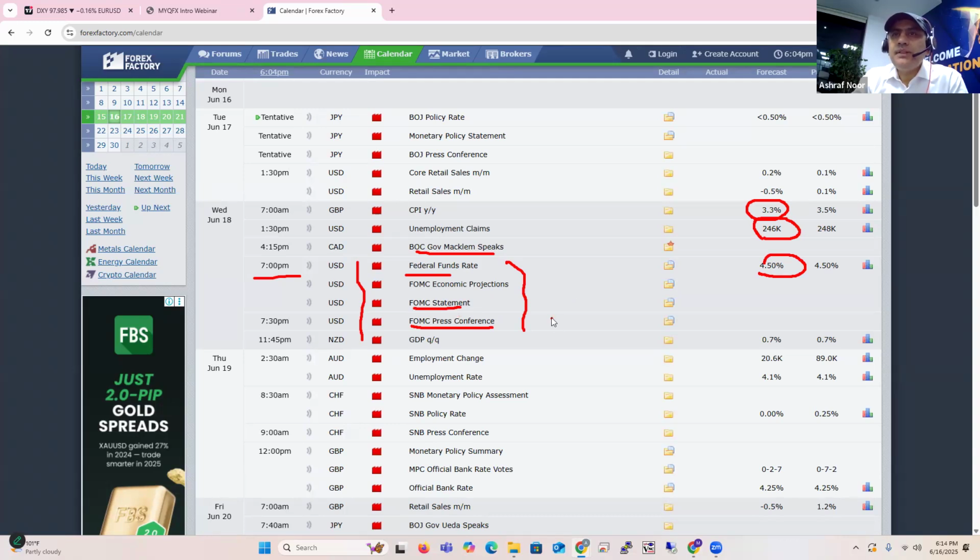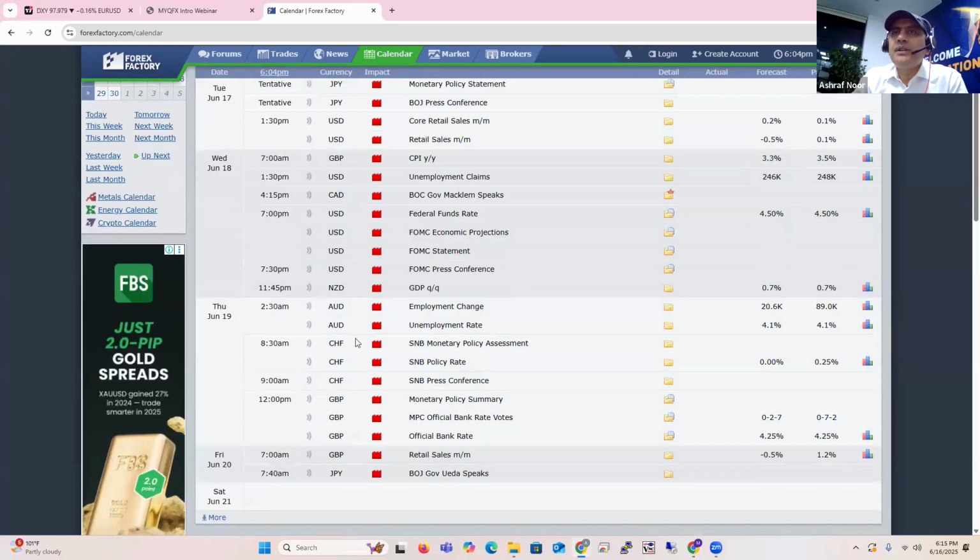Thursday we have unemployment change coming for the Aussie dollar, which is a slightly low number, and the unemployment rate is expected to be the same. Then on Thursday, we are expecting some nice big moves on the Swiss franc, because the monetary policy and press conference are coming. We also have the monetary policy statement summary coming for the cable. So Thursday we are expecting big moves on the Swiss franc and the pound dollar.